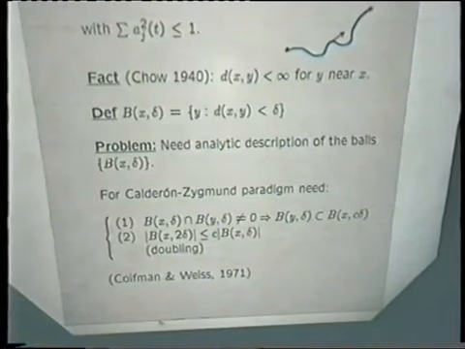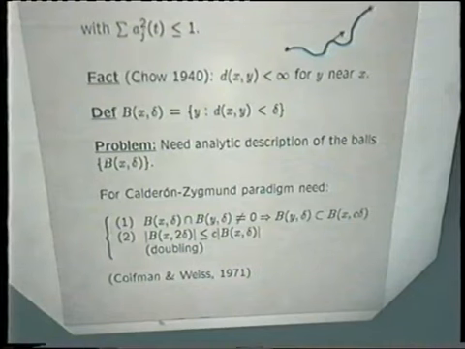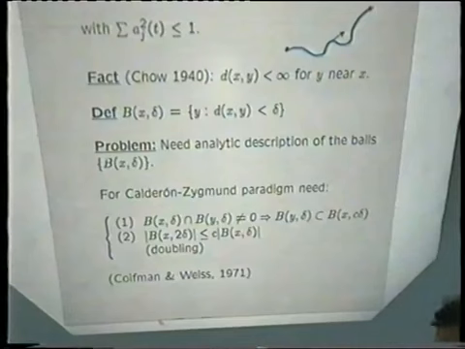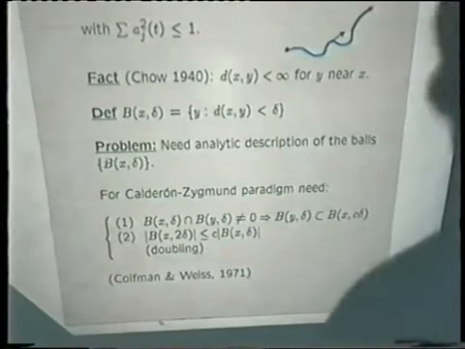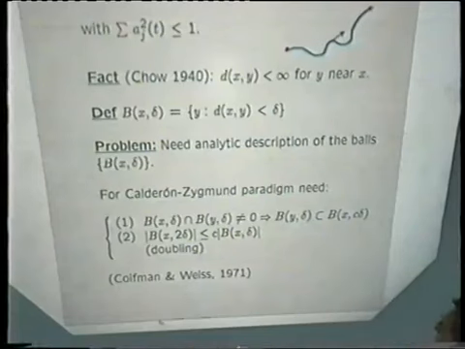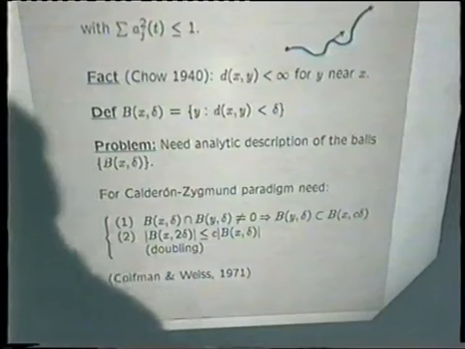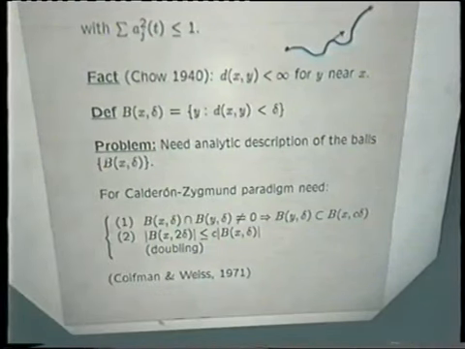The first condition is actually an easily verified condition. It's an engulfing condition. And the second condition is what's called a doubling condition. It was pointed out by Coifman and Weiss that whenever you have balls which have this property, this paradigm can apply very generally. All right, so this is what we need.